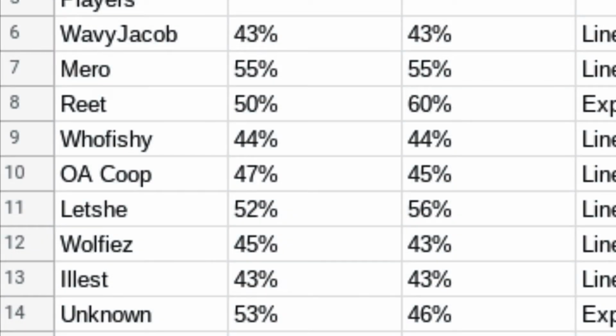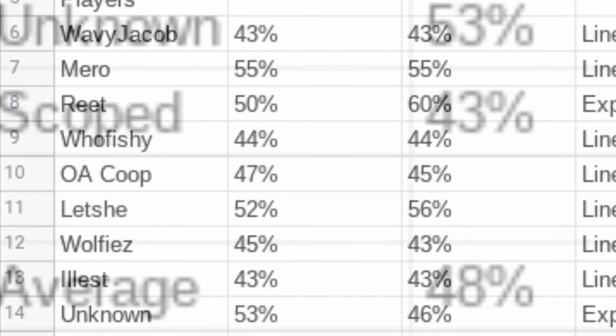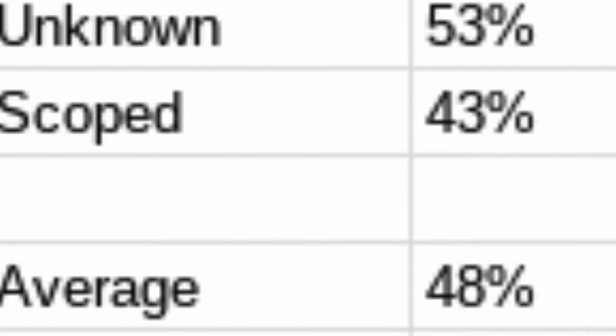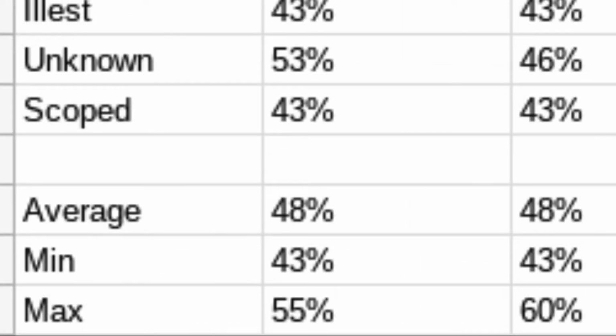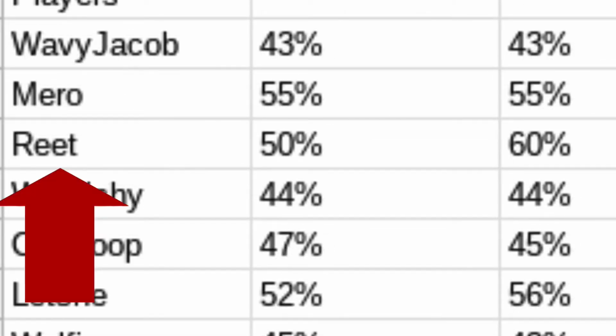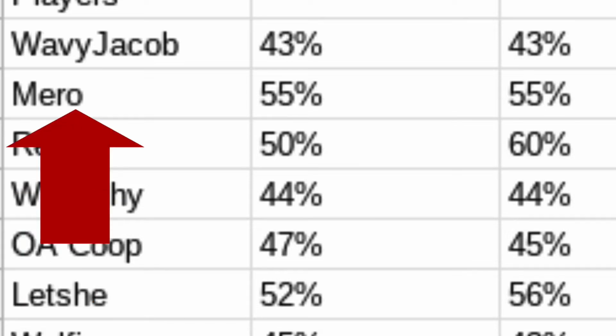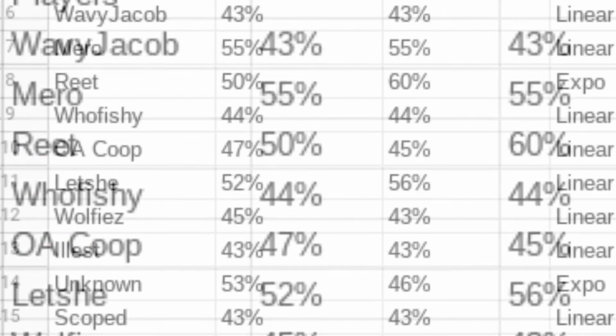So my first topic is X and Y sensitivity. So for both X and Y sensitivities, the average sensitivity was 48%. Now for the X sensitivity, the lowest sensitivity was 43. I'm going to say sensitivity a lot. And the highest was 55. For Y, the lowest was 43 and the highest was 60. So Reet had the highest Y sensitivity of 60%, and Miro had the highest for X, which was 55%.